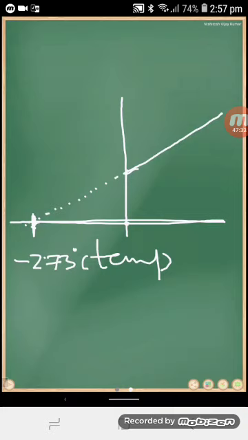Okay, sir. Thank you, sir. Clear? So this graph you will get. I hope up till here it is clear to all of you.